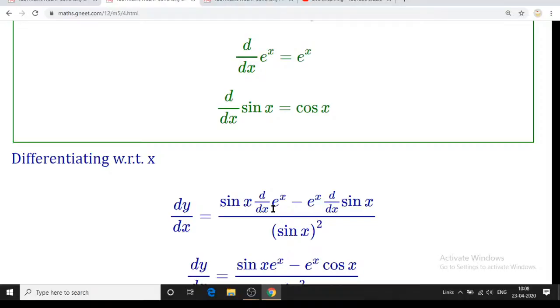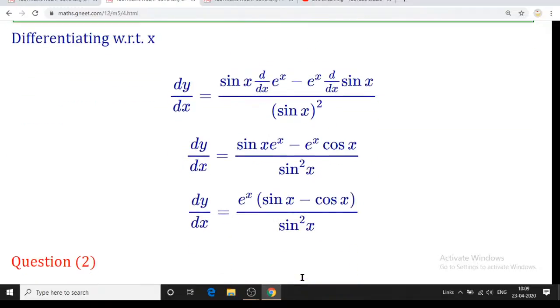Now we have studied the derivative of e raised to x is e raised to x. So this will be sin x e raised to x minus e raised to x, derivative of sin x is cos x, upon sin square x. Only we have taken the e raised to x common. So we get e raised to x in a bracket, sin x minus cos x, upon sin square x.